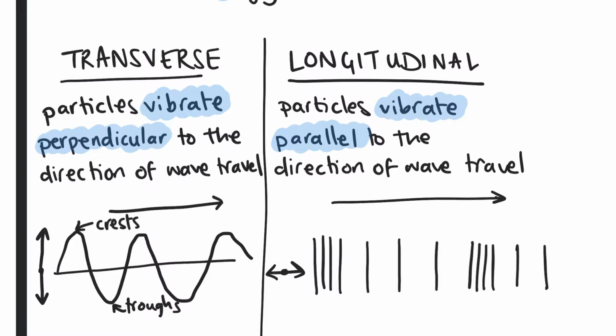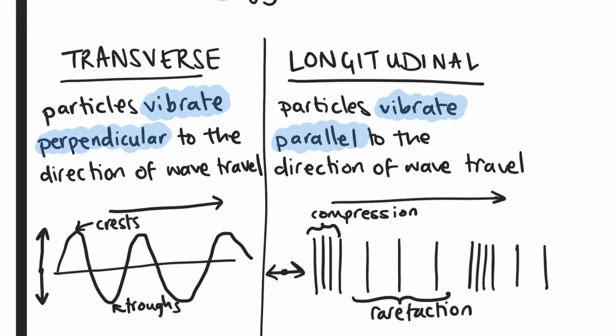Now that section where all the coils bunch up together, where they're closer together, is called a compression. And when you have an area where they're bunched together, you will also have an area where they're further apart. And that section where they're further apart is called a rarefaction.